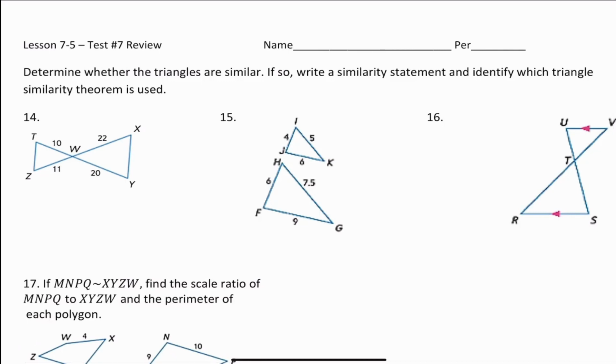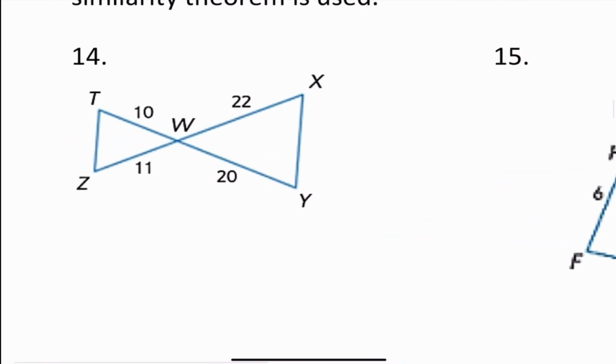Okay, so more problems related to similar triangles. Determine whether the triangles are similar. If so, write a similarity statement and identify which triangle similarity theorem is used. Okay, so I have these two triangles here. Are they similar? Let's take a look.